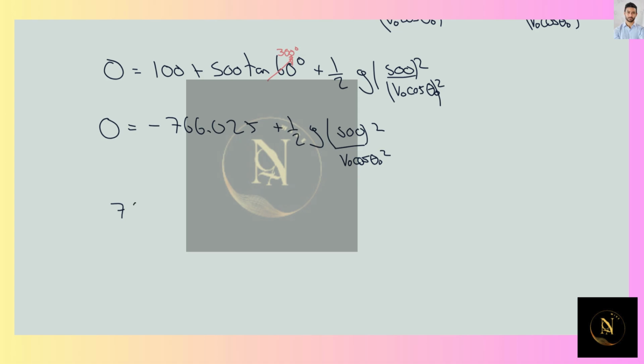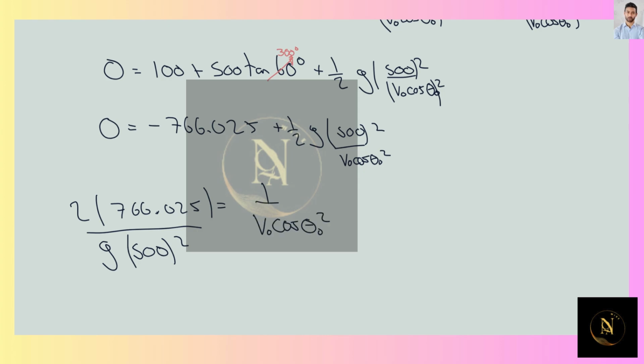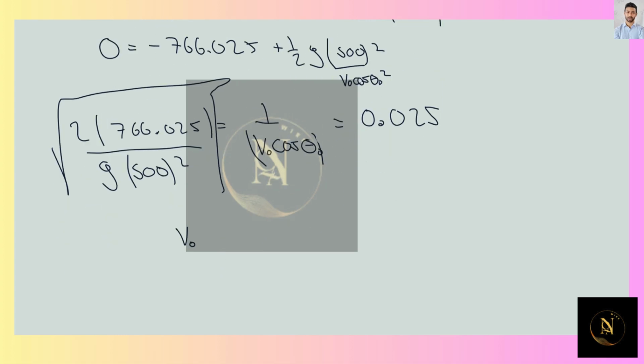So first step, 766.025 is going to be equal to, well, multiply this by 2 divided by gravity times 500 squared, and this would be equal to 1 over b0 cosine of theta 0 squared. So just to get rid of the squared, let's take the square root. So this is going to be equal to approximately 0.025, and thus b0 cosine of theta 0 should be equal to 40 meters per second.